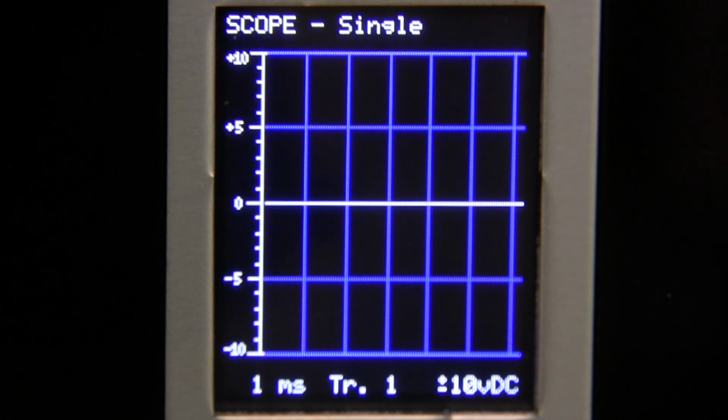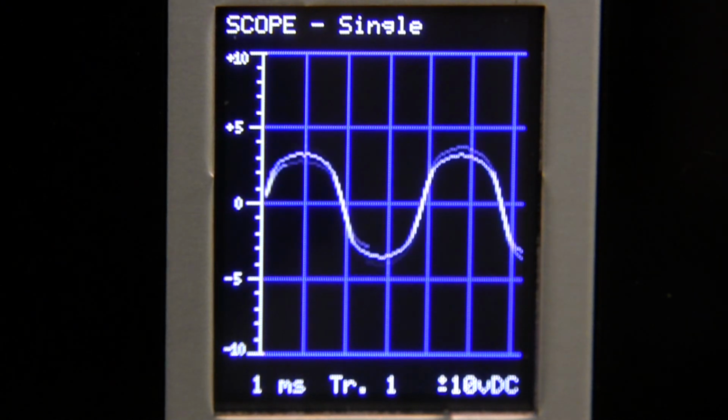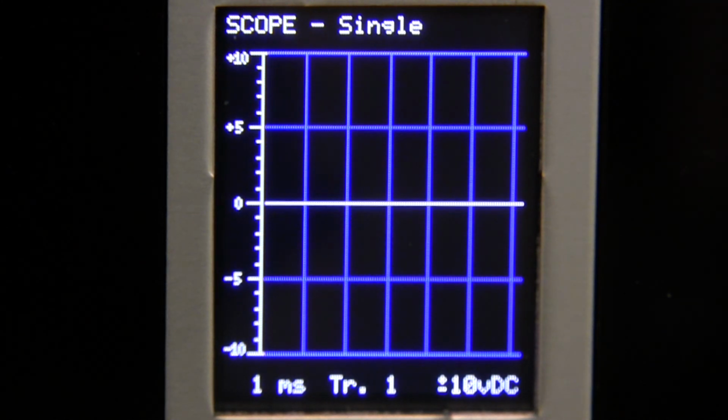There we go. And you saw the sine wave. So we went saw to sine right there. And that time we went sine to saw. So you can see it's bouncing back and forth between the two.